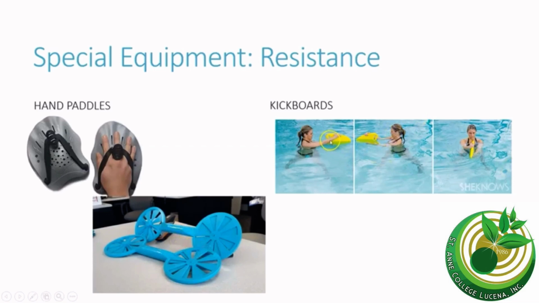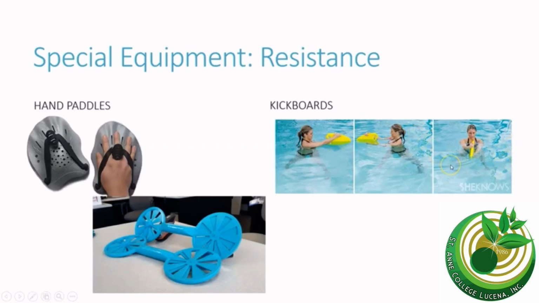One other piece of equipment that we use is a kickboard, which are at a lot of local pools, but you can use them, and I've used them a lot for trunk stabilization, abdominal type strengthening. So you can see in this picture what she's doing is trunk rotations, and the kickboard is providing resistance as she goes from side to side.